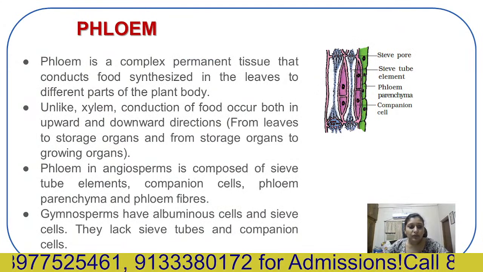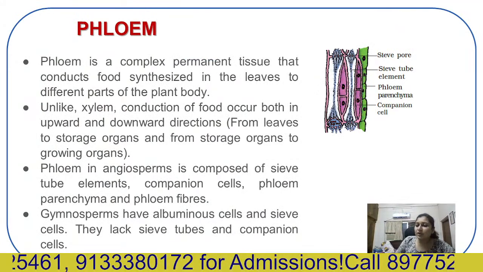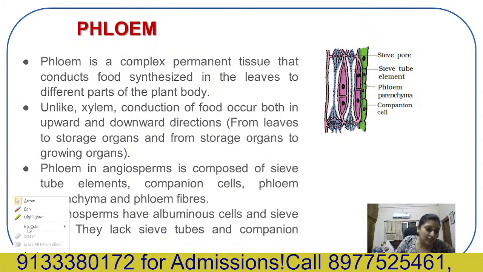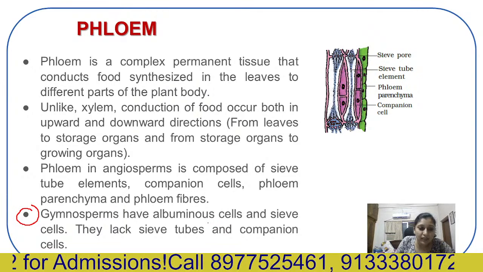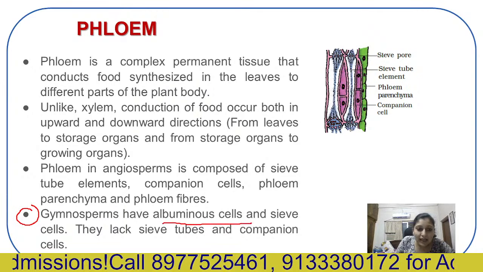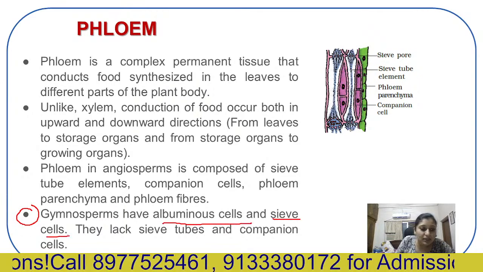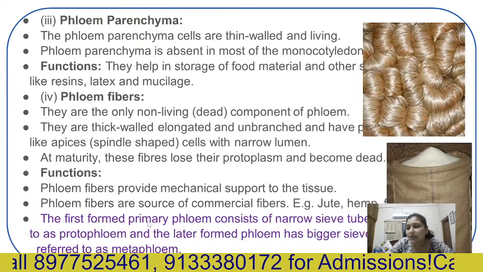So we were at the phloem part. Remember, this is important for NEET's purpose. So that was gymnosperm. Gymnosperms, in case of phloem, they have albuminous cells and sieve cells instead of sieve tubes and companion cells.